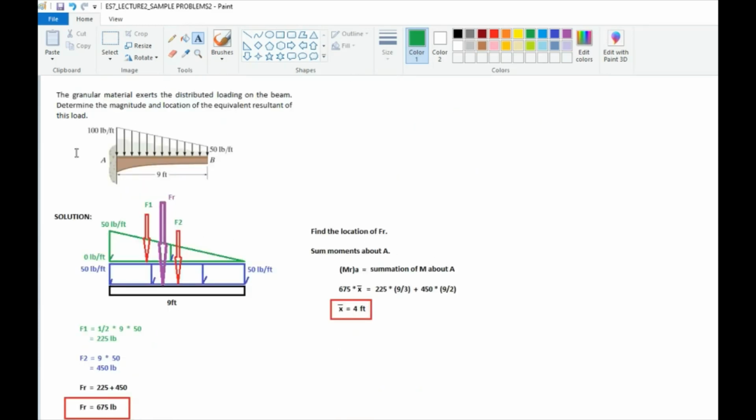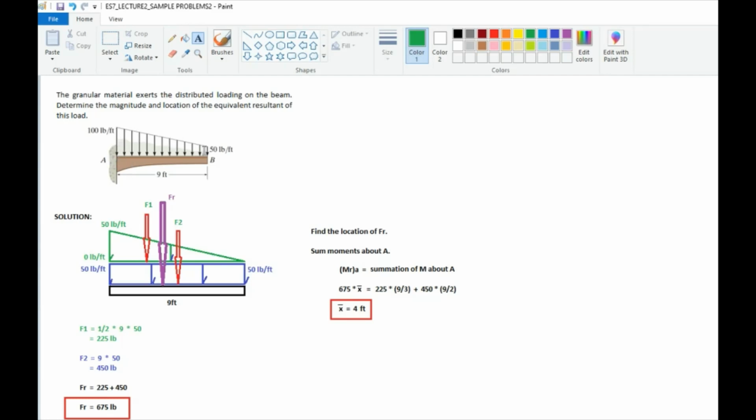Next naman, ito, the granular material exerts the distributed loading on the beam. Determine the magnitude and location of the equivalent resultant of this load. Kanina guys, ang load natin, triangular, di ba, na 3D. Ngayon, 2D na lang siya, pero trapezoidal. Okay, so how are we going to find the resultant force?